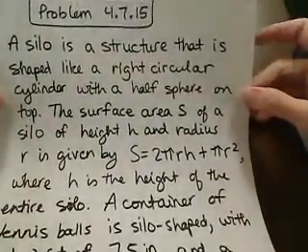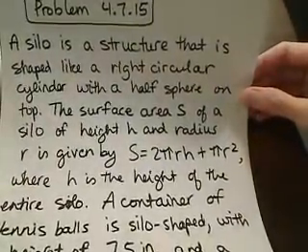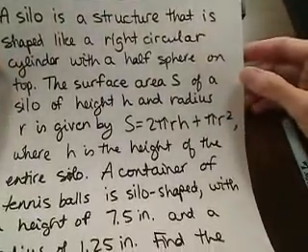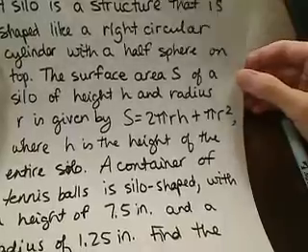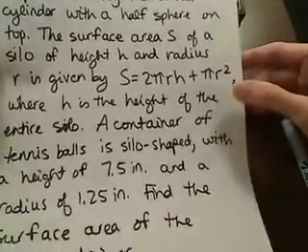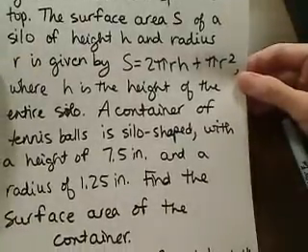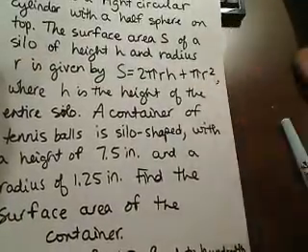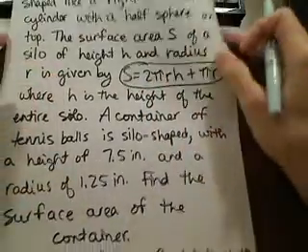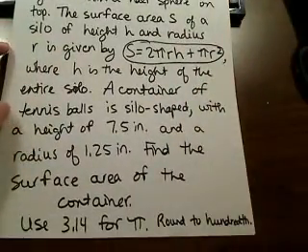Okay, this is problem 4.7.15. The problem says that a silo is a structure that is shaped like a right circular cylinder with a half sphere on top. The surface area S of a silo of height h and radius r is given by this formula right here, and h is the height of the entire silo.